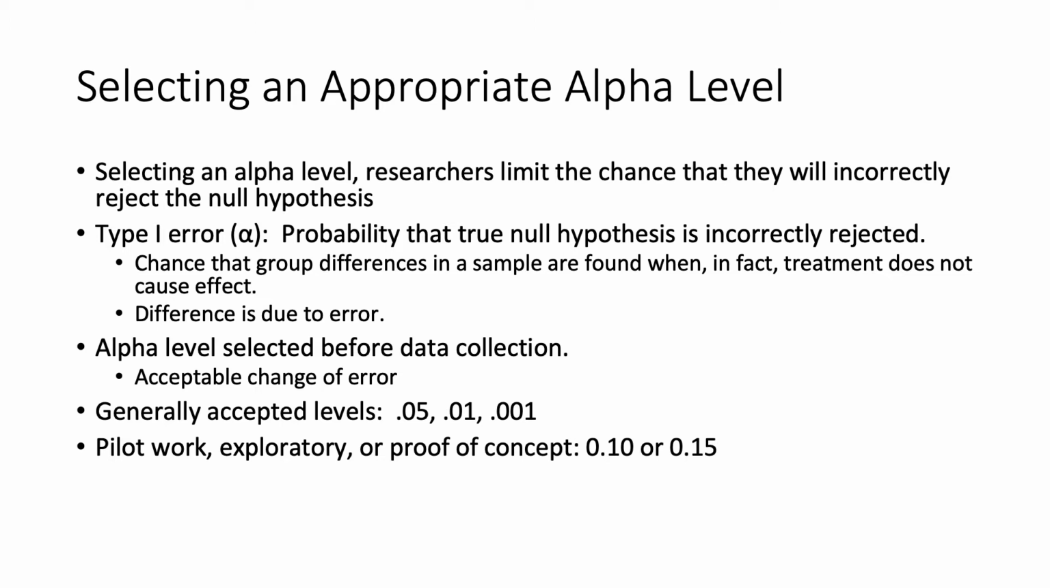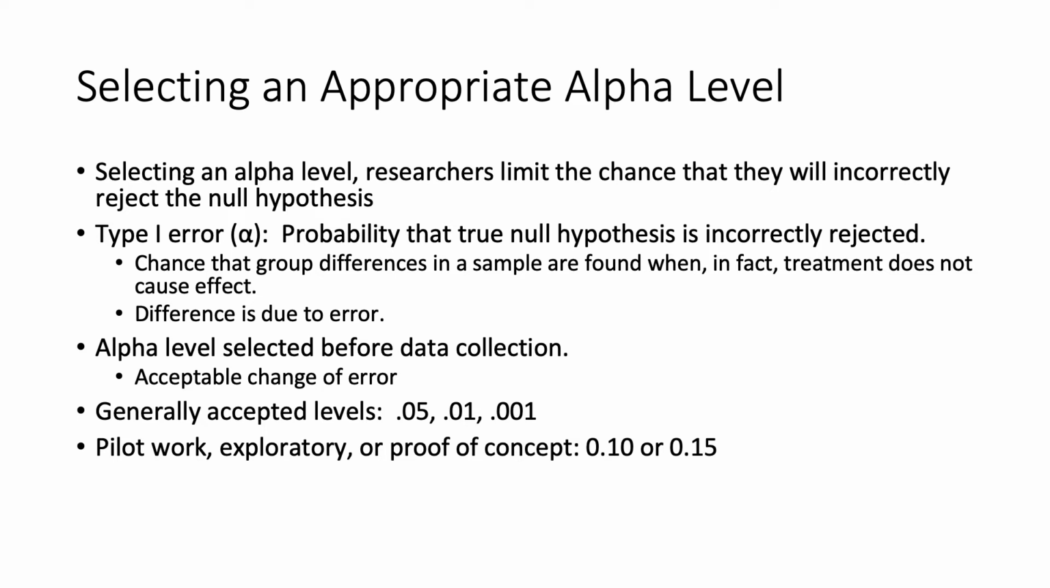By selecting an alpha level, researchers limit the chance that they will incorrectly reject the null hypothesis, or have a type 1 error, when in fact the null hypothesis should not be rejected. So when selecting the alpha level, this should be done before any statistical analysis. The most commonly used alpha level in research with human participants is an alpha level of 0.05. Some other alpha levels that are utilized are 0.01 and 0.001.